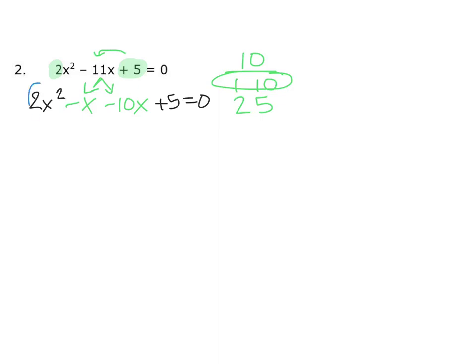From here, I'm going to input those parentheses. The first set of parentheses, I need to know what is the GCF of 2x squared and x. And the only thing they have in common here is the x. So I'm going to factor out an x. And I'm going to put my leftovers in the parentheses. So this is a 2x minus 1.